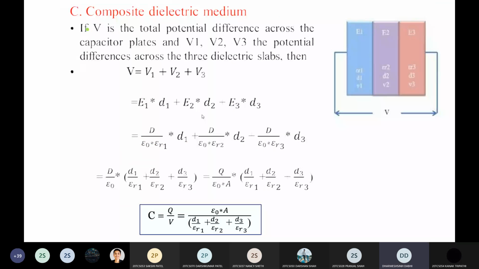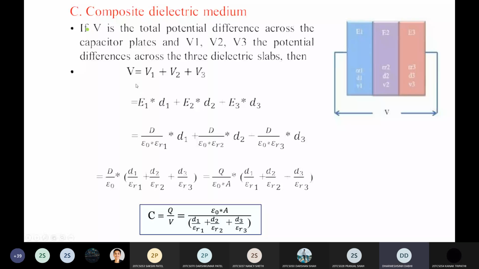Derive this capacitance value for the composite dielectric medium. It means that suppose 2 or more than 2 different dielectric media are placed between 2 plates, then what is the value of the capacitance? So here you see in this figure we have 3 dielectric media with different values of relative permittivity. One has ER1, another ER2 and ER3. The distances are individually D1, D2, D3.